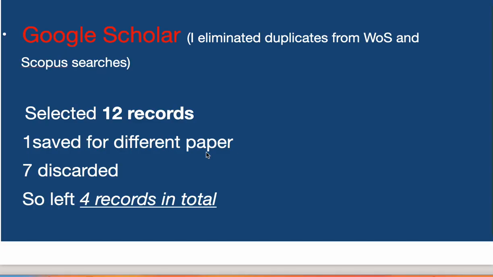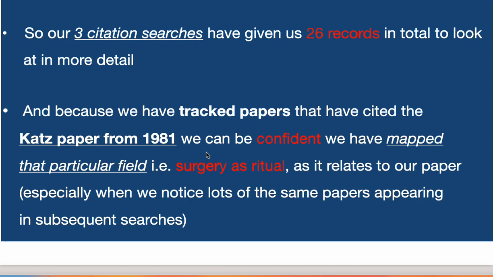So with Google Scholar, I eliminated duplicates from both Web of Science and Scopus as I went through. I selected 12 records in total. 1 I saved for a different paper, 7 I discarded, and so that left me with just 4. So the 3 citation searches gave us 26 records in total to look at in more detail.